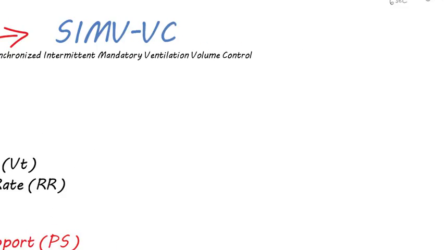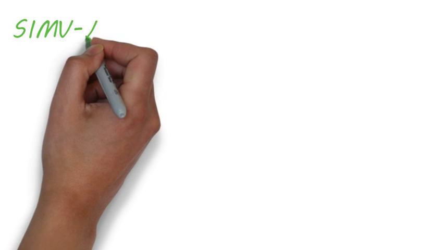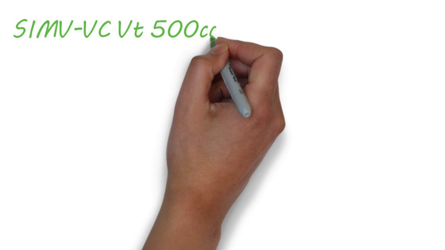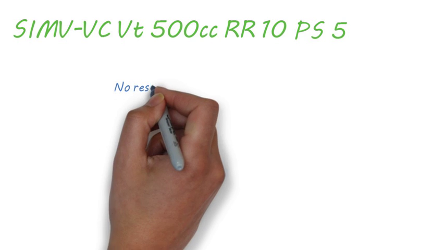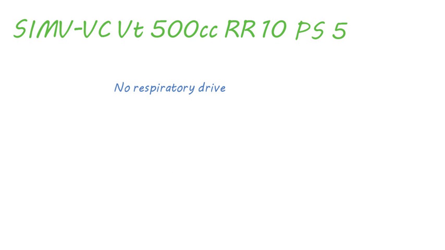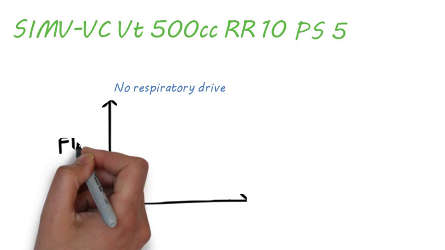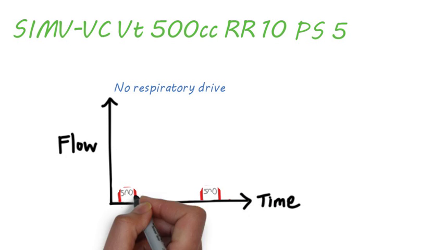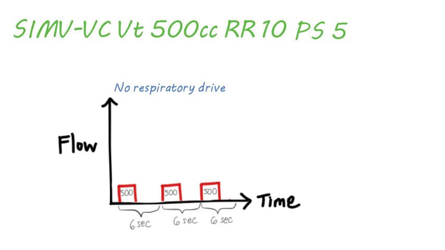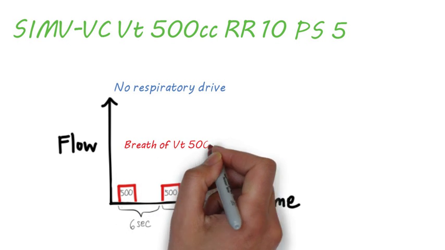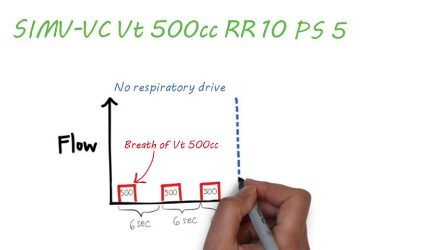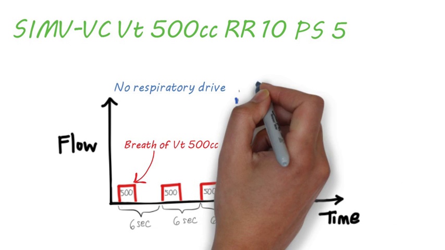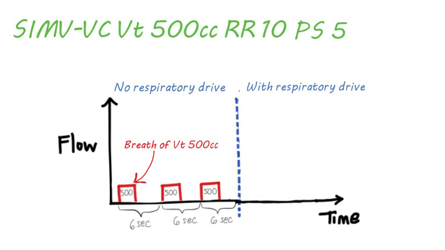Let's say our settings are SIMV-VC with a tidal volume of 500 cc's, respiratory rate of 10, and pressure support of 5. If our patient has no drive to breathe over this setting, or is paralyzed and therefore unable to breathe over this setting, then every 6 seconds the ventilator will deliver our 500 cc tidal volume to our patient. If our patient wants more minute ventilation than this is where you will see the difference between ACVC and SIMV-VC.